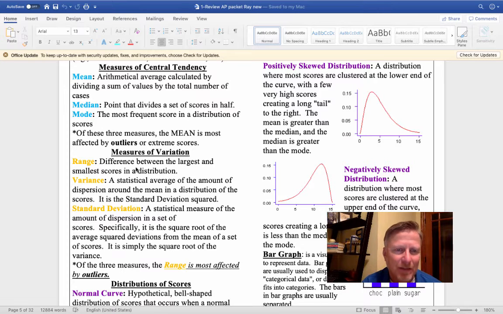Range is the most common. It's down and dirty. It only takes 2 measures into consideration, the highest and the lowest. Subtract the lowest from the highest.